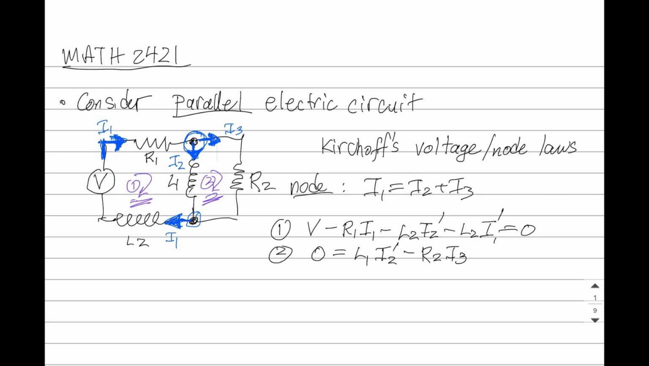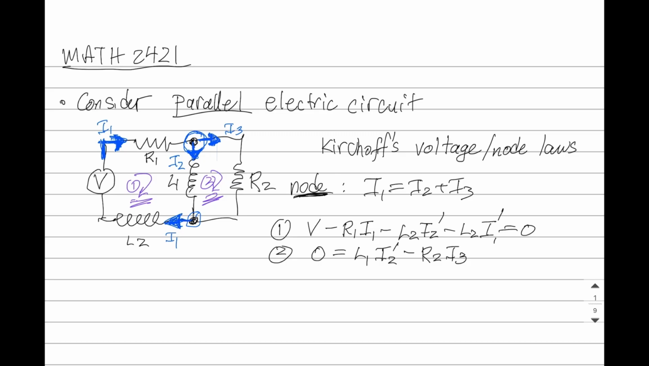And there are some rules that you learn about in physics that will tell you how to set up a system that describes this. The node tells us that what goes in must come out. So current 1 must equal 2 plus 3. This first loop that I've labeled in purple, this loop follows the standard Kirchhoff's voltage laws. So the battery V supplies a voltage.